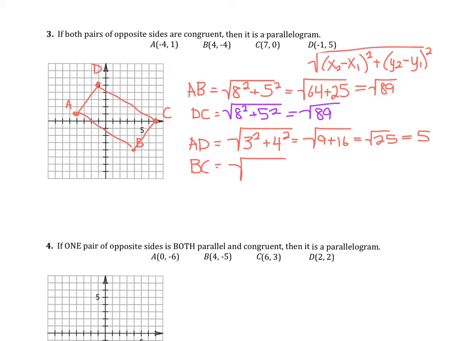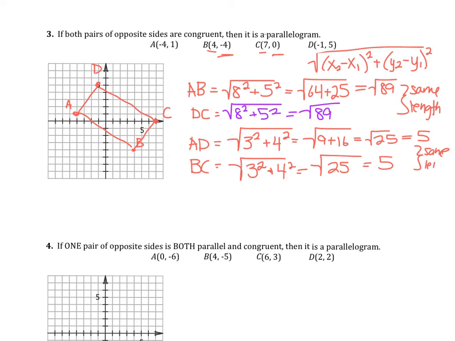Now the last one, BC. From 4 to 7, the x values, how far apart are those two numbers? They're 3 units apart, so 3 squared, plus from -4 to 0, how many steps would that be? 4 squared. And again, if you don't like what I'm doing, don't do it that way. Just plug the numbers into the distance formula. So these have the same length, and the next two have the same length. So I have proven that it is a parallelogram.